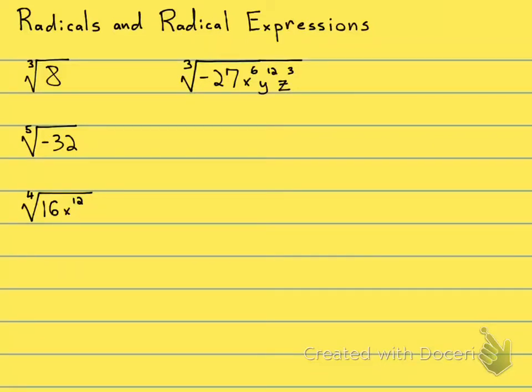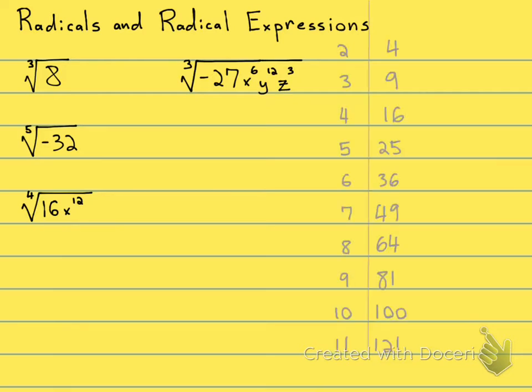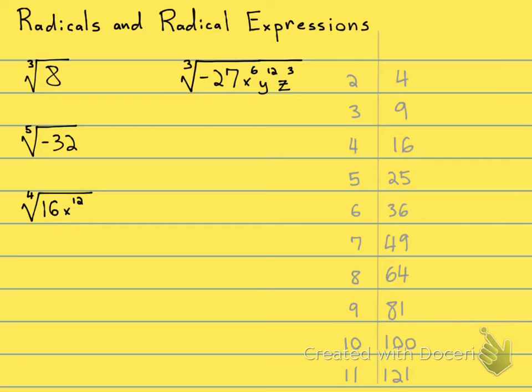Here are some more examples of radicals. You could see that they have indexes that are not 2, that are greater than 2. So what we're going to need to do is take a look back at this table, and we're going to need to extend this table.